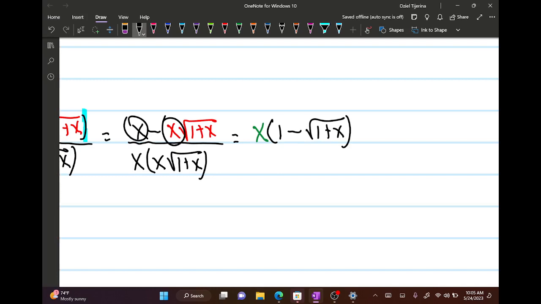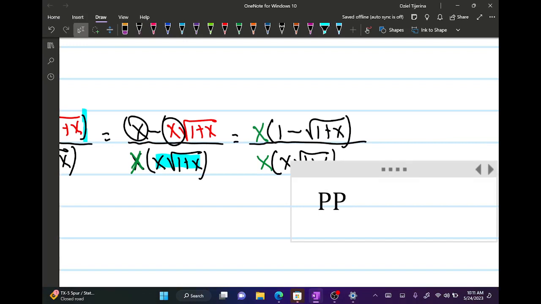Then all over, and like I said, on the bottom we already have an x here, and then we have times, and we still have this stuff right here, x square root of 1 plus x. Okay, give me 1 second, guys. Okay, sorry about that, guys.